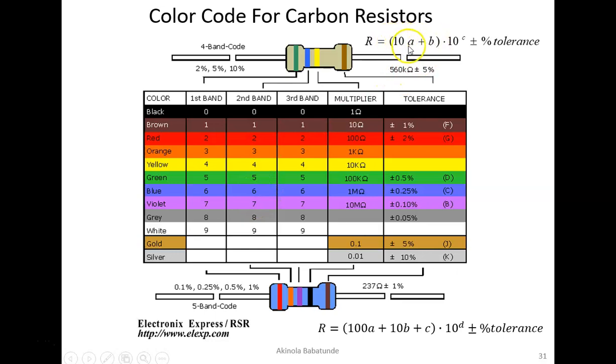So this is 10 times 5 plus 6. That is 56 already here. Multiply by 10 raised to power C. What is our C? C represents this yellow for the 4-band code. You go to the multiplier column and look for the value of C. You put it here, plus or minus the tolerance, which we do have here. And then you can easily find the value of your resistance. In this particular case, you can see we have 10 times 5, which is 50, plus 6, which is 56 already.